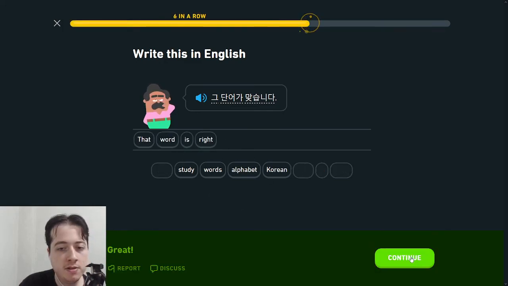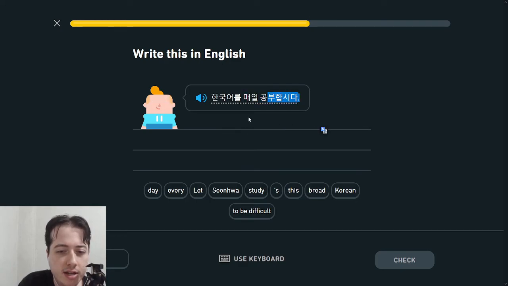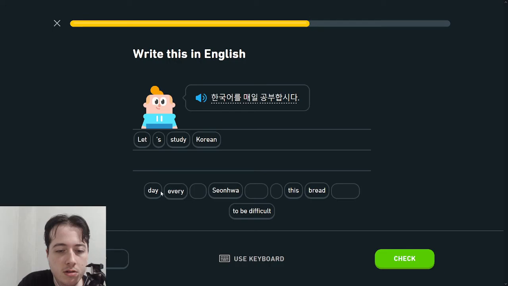한국어를 매일 공부합시다. Very difficult, actually. 한국어를 매일 every day 공부합시다. Let's study Korean every day.